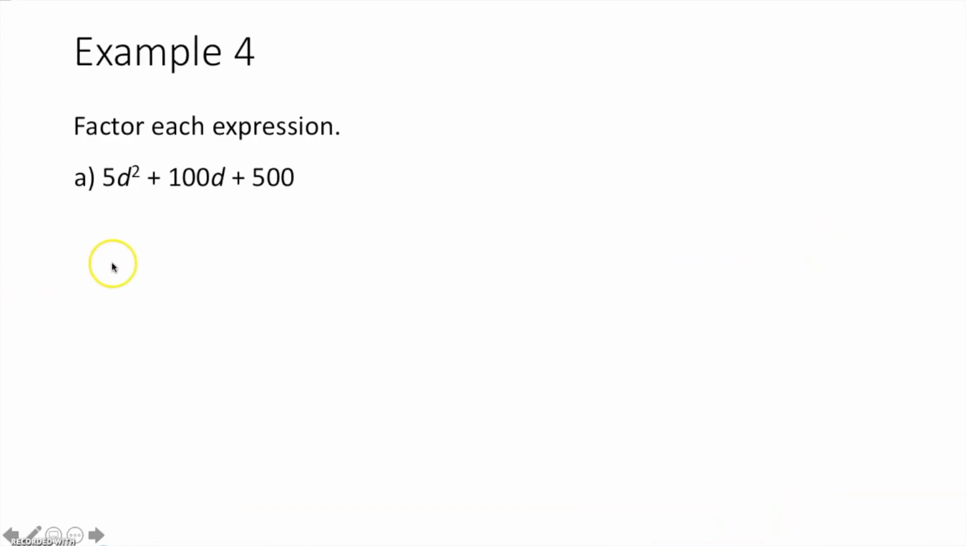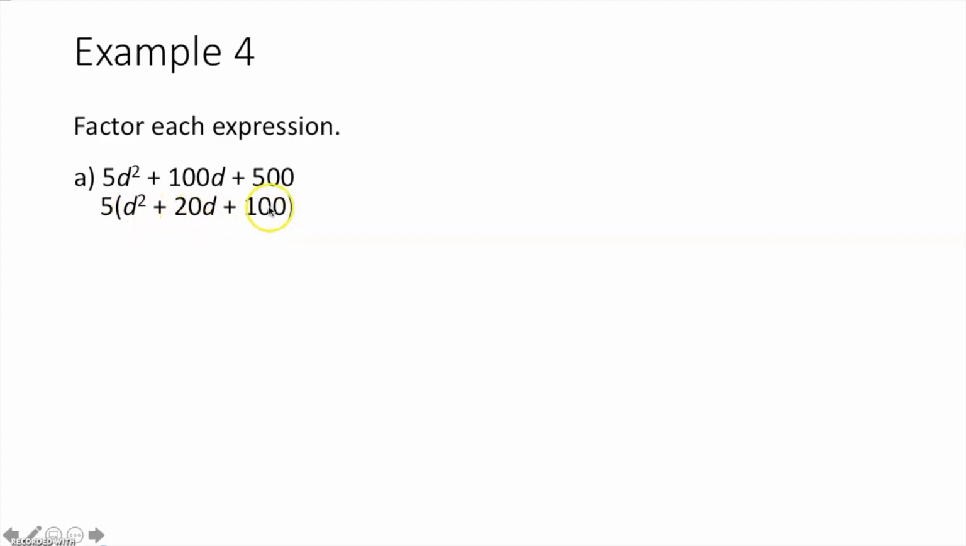Now, example 4, we are doing the same thing. So first, is there a greatest common factor we can take out? Yes, each of these terms has a 5. So we're going to actually take out a 5. We put 5 on the outside of a set of parentheses. And on the inside, we put each term divided by 5.